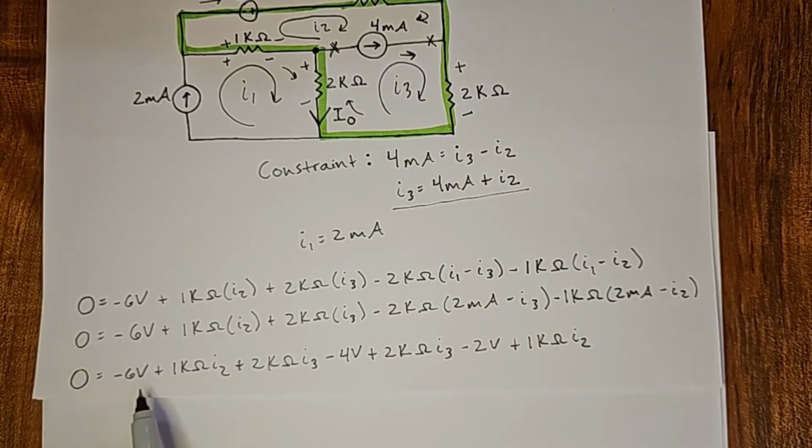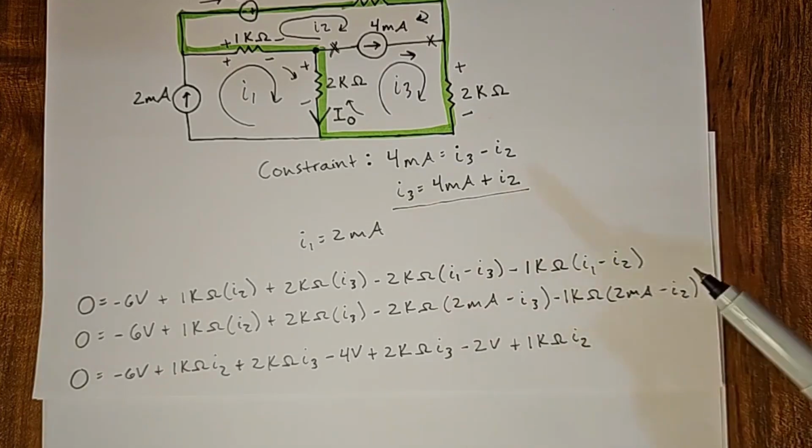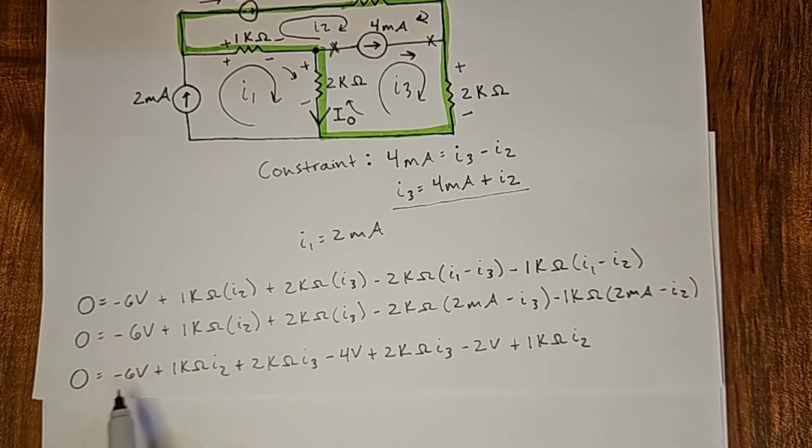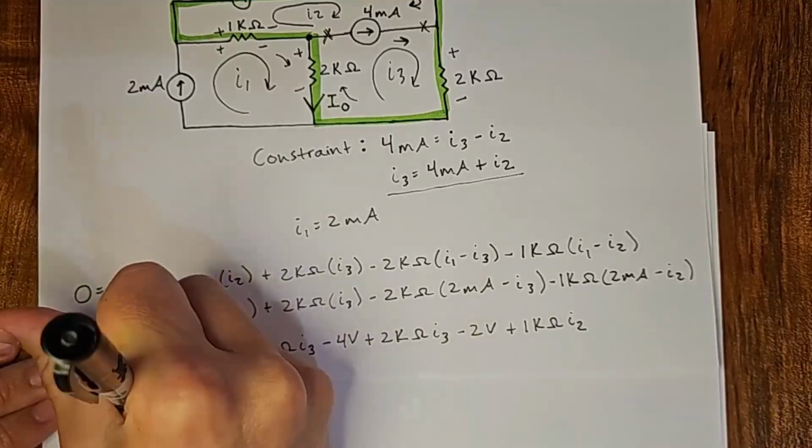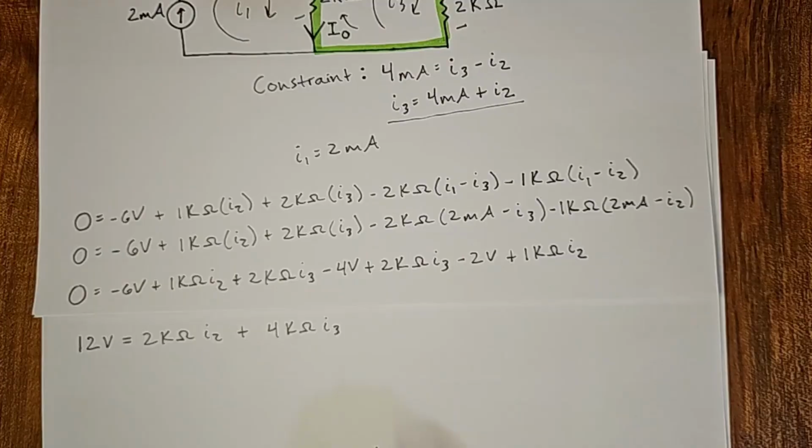Okay, so now we should have negative 6 volts plus 1k ohm I2 plus 2k ohm I3 minus 4 volts plus 2k ohm I3 minus 2 volts plus 1k ohm I2. Again, you might find this unnecessary, but we're just going to do one small step at a time. I'm going to get my voltages over here, so we're going to add 6 volts, plus 4 volts, plus 2 volts for a total of 12 volts, and I'm going to combine the I2s and the I3s. Now we should have this much smaller, nicer equation: 12 volts equals 2k ohm I2 plus 4k ohm I3.